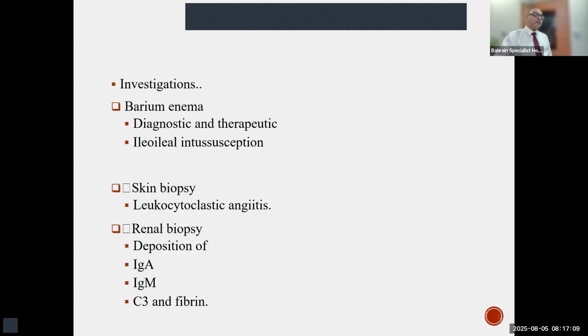A barium enema is diagnostic or therapeutic to rule out any intussusception. Skin biopsy is one of the gold standards for diagnosing HSP. Renal biopsy can be done if there is no resolution of proteinuria or hematuria, to see if there is any end-stage renal disease. It should be done after 3 to 6 months of steroids. There will be deposition of IgA, IgM or C3, and fibrin.